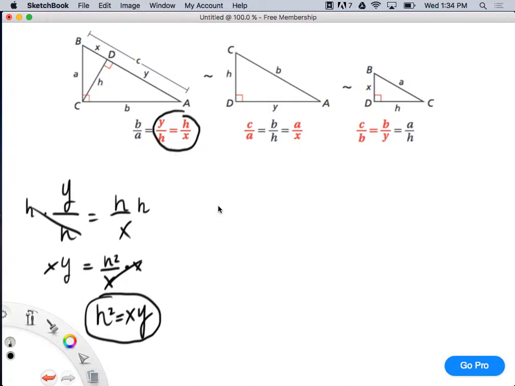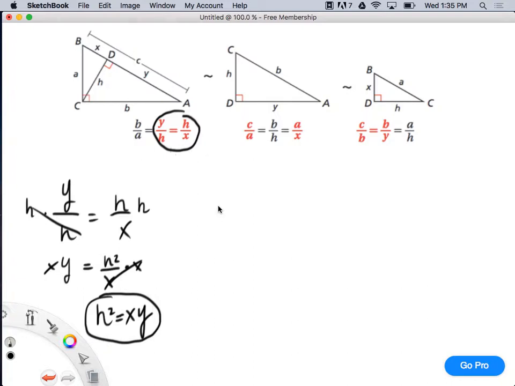DC squared equals... No, h squared equals x times y. You see? Does that make sense? DC squared equals BD times AD, but it's marked as h, x, and y. So this side squared equals this times this. Okay? So we just found that because of these ratios. We found that this is true. This is a true statement because of those ratios.